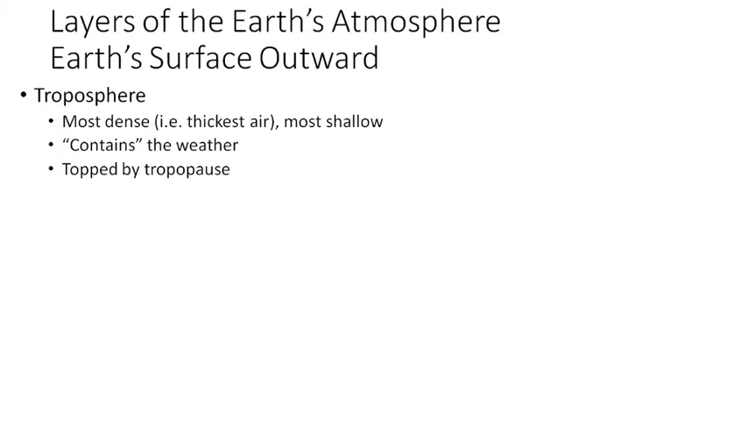So the Earth's atmosphere is broken up into these horizontal layers, and the horizontal layer of the atmosphere that's closest to the Earth is called the troposphere. And as we talk about weather, day-to-day weather, a lot of what we talk about happens within the troposphere.